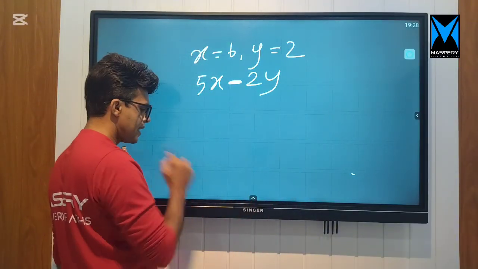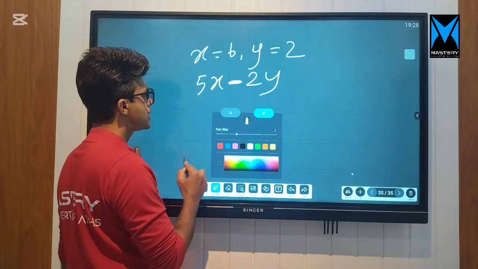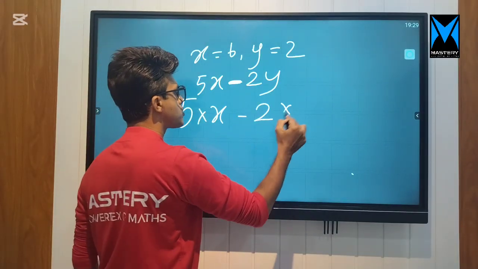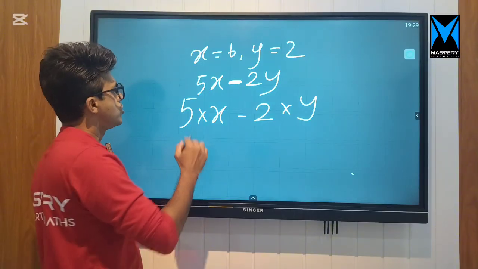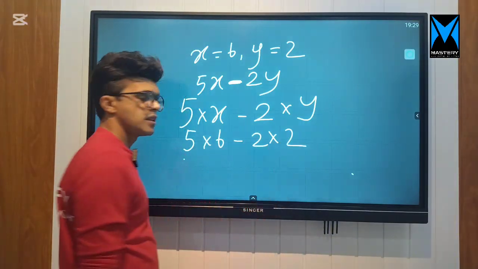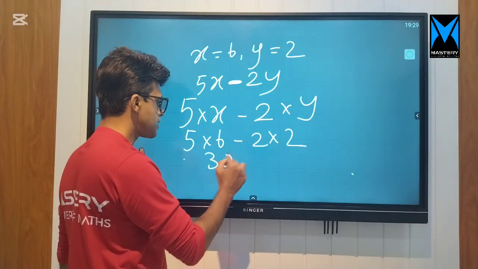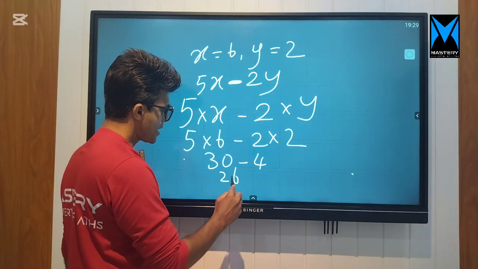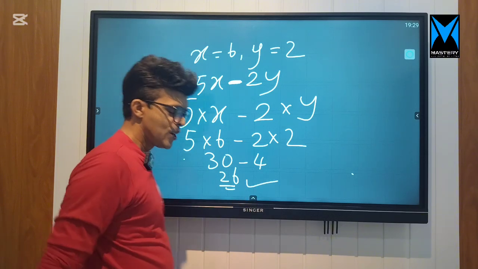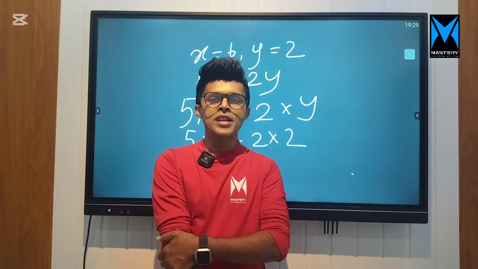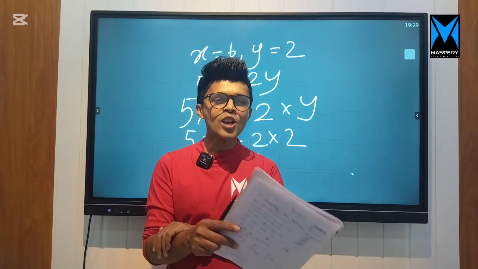The only change that you could see here is subtraction. 5x means 5 into x, minus 2y means 2 into y. So x equals 6 here, y equals 2 here. Then 5 times 6 is 30, 2 times 2 is 4, 30 minus 4 is 26. This is the answer. Okay, this is the basic idea of algebraic expressions found in this grade.